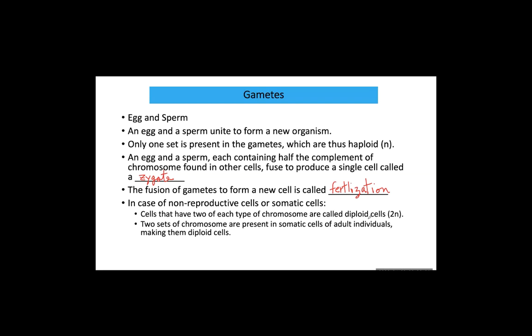In the case of a non-reproductive cell or somatic cell, they have diploid cells, so they have 2N. Two sets of chromosomes are present in the somatic cell of an adult individual, making them diploid because they already have two sets. Why? They receive one set from mother, the other set from father by way of fertilization.